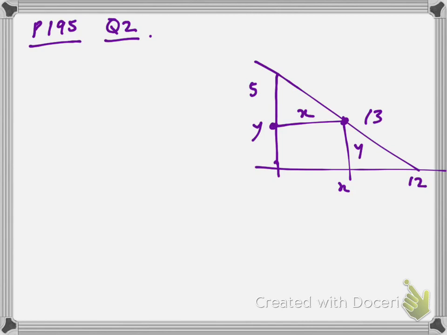Okay, moving on. The first question is on page 195, question number 2. There's a right angle triangle. It's a Pythagorean triple or Pythagorean triad, because this side is 5, this short side is 12, and the hypotenuse is 13. The question says, if you form a rectangle with base x and height y, what is the greatest area that rectangle can have? What that translates to is, find the maximum area. It's a maxima.